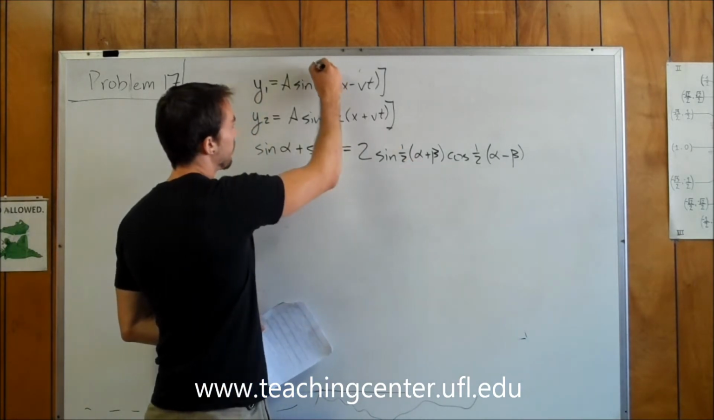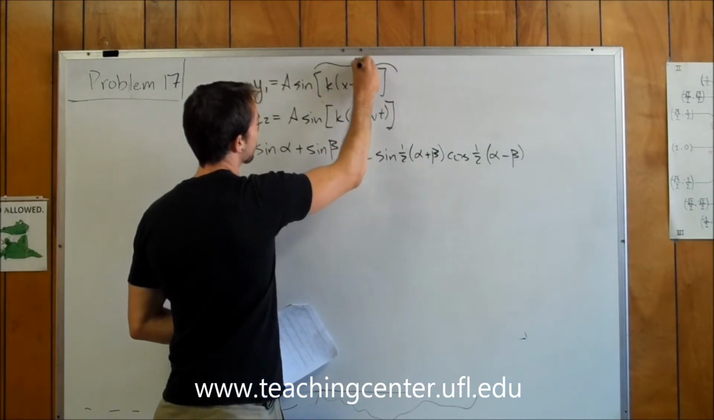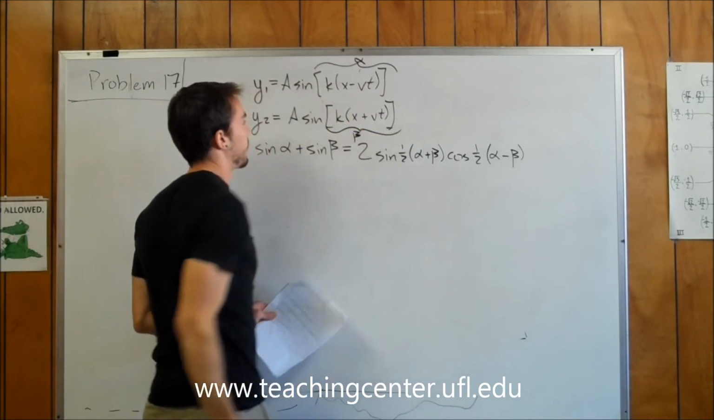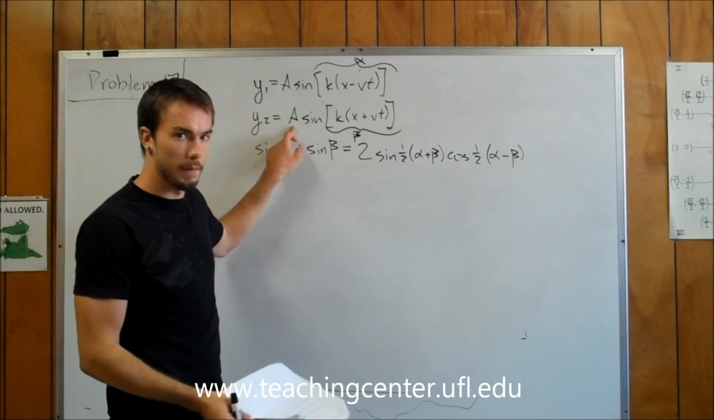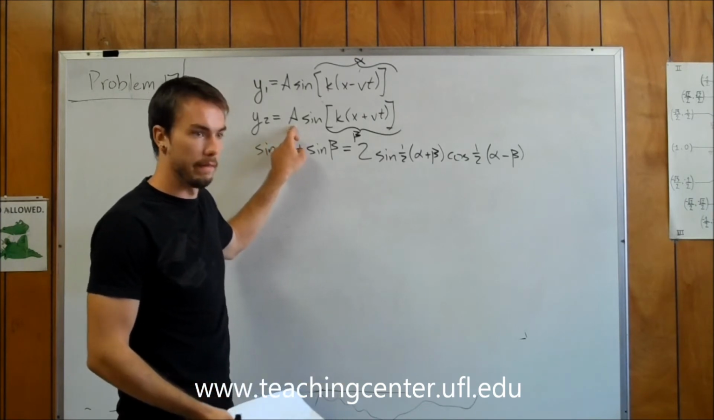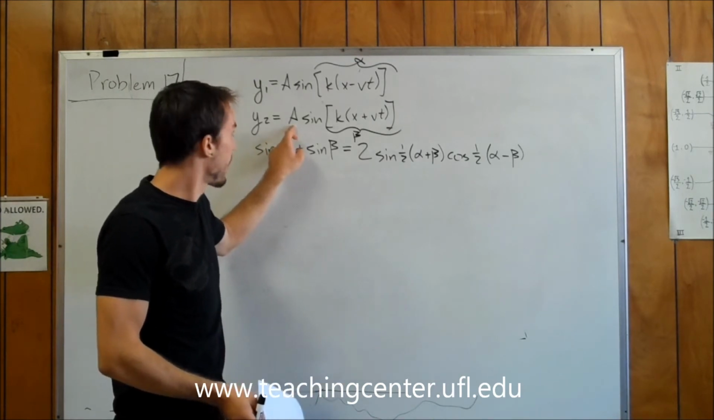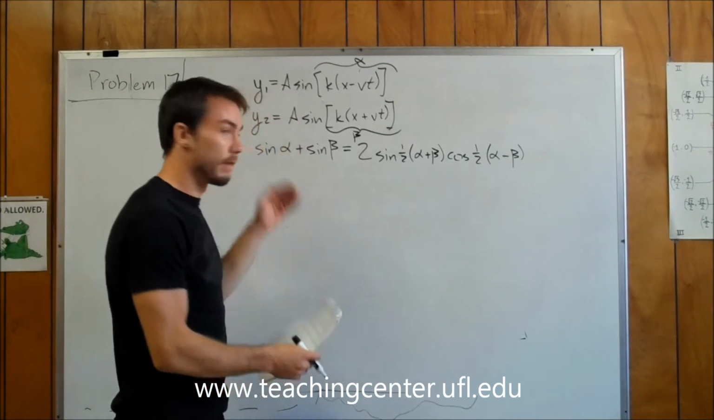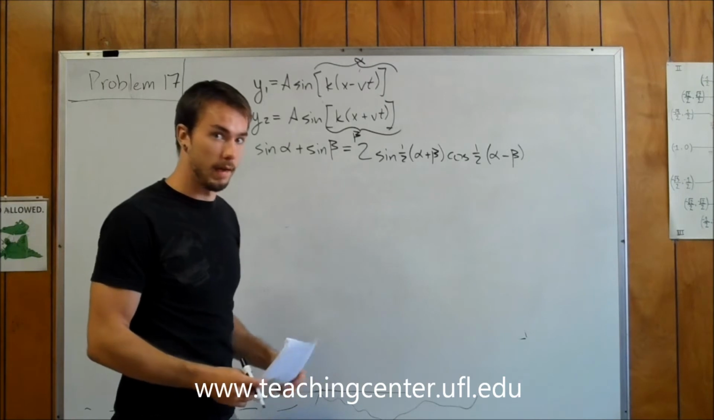So this is going to be our alpha, and this term is going to be our beta. And we can't forget about our amplitude, which is just a coefficient in front. They're the same coefficient, so we can just factor it out. If they're not the same amplitude, then you really can't add these waves together.